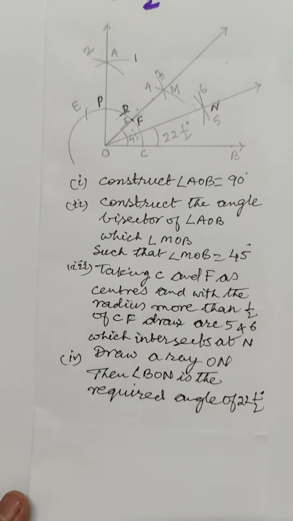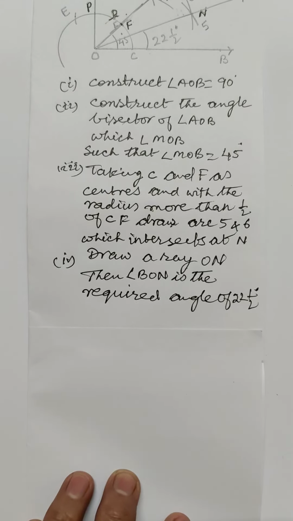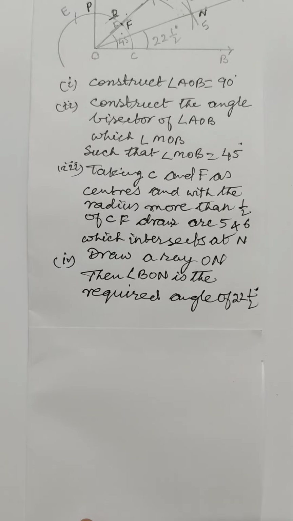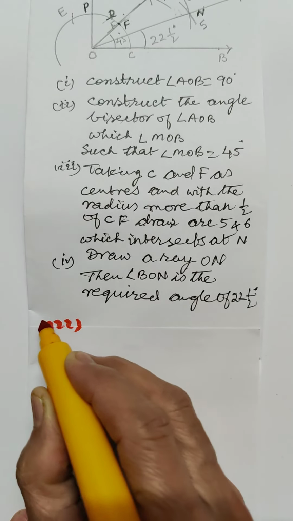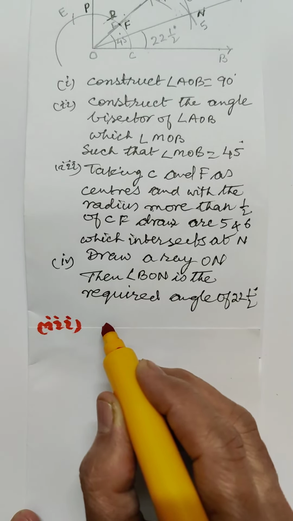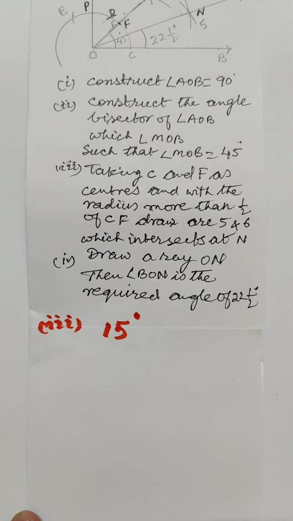Now the third part. Third part is construct an angle of 15 degree. First of all, we shall construct an angle of 60 degree and then divide 60 degree. So that will become 30 degree and then divide 30 degree into 2 equal halves. That will become 15 degree.